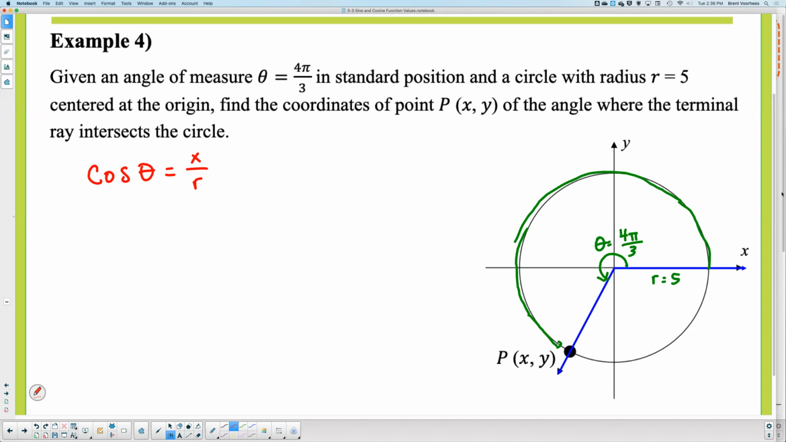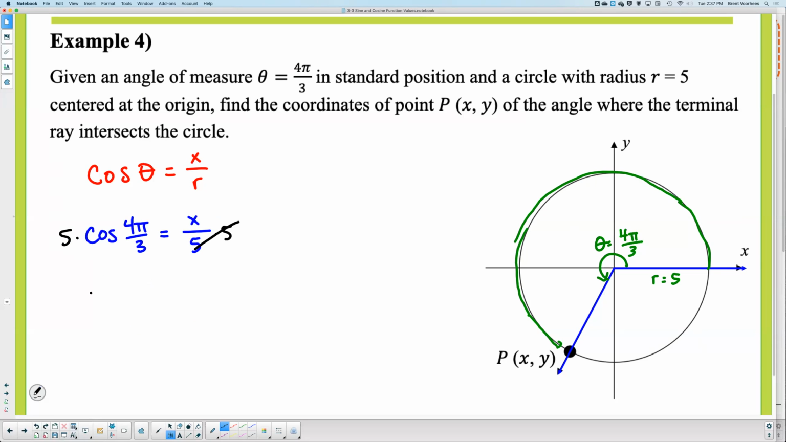What is r? 5. So here's what I could say. I'm going to plug this in and say cosine of, what's my theta? 4 pi over 3 equals x divided by, what's our r? 5. To solve for x, which is what I need right here, I need an x and I also need y. How can I get the x isolated? We will multiply both sides by 5. Okay, so this is going to give us our x value.